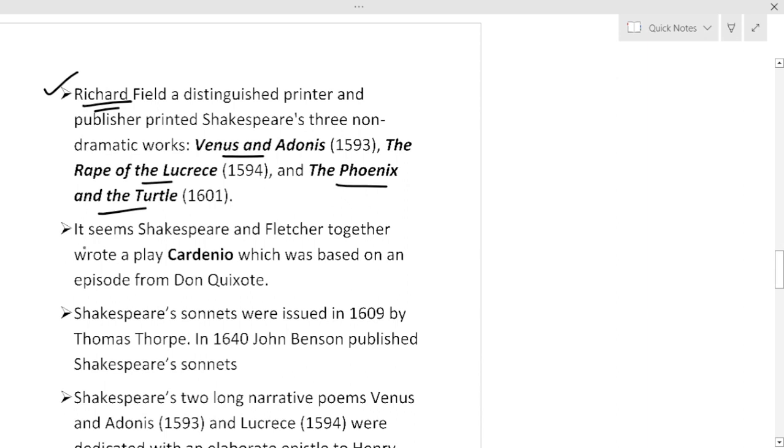It seems Shakespeare and Fletcher together wrote a play, Cardenio, which was based on an episode from Don Quixote. So keep it in mind that Shakespeare and Fletcher collaboratively wrote a play, Cardenio, based on an episode from Don Quixote.